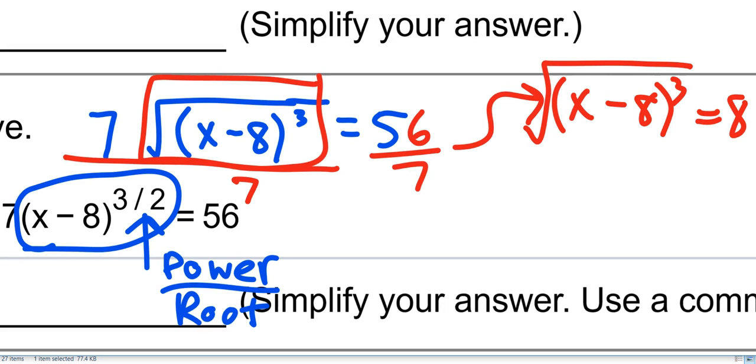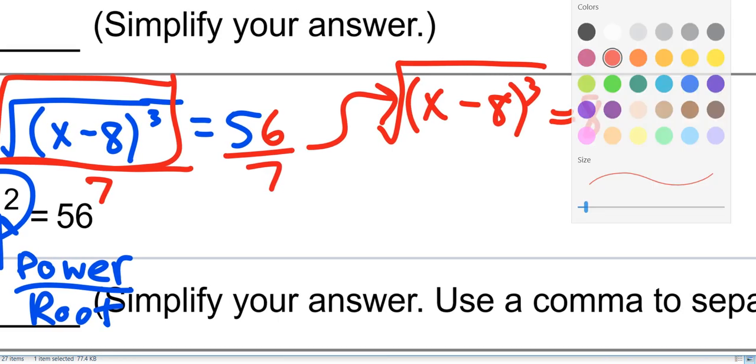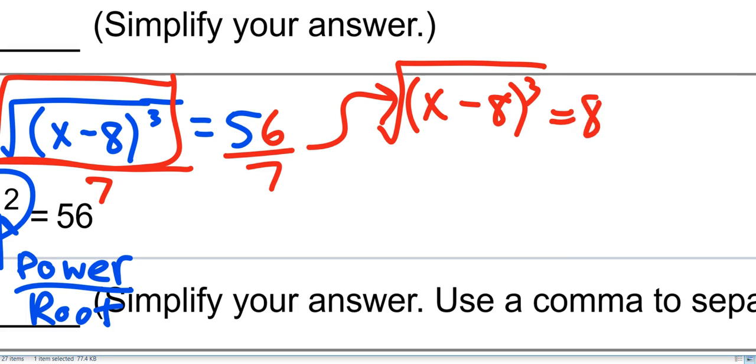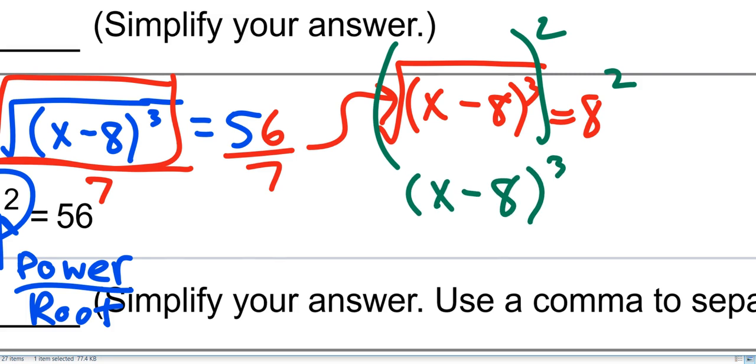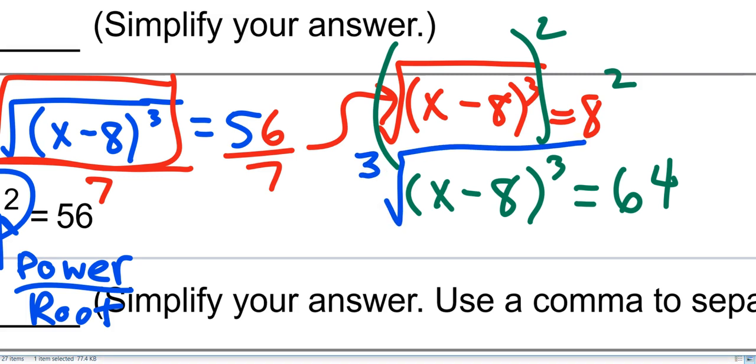All right, now, how do we get rid of the square root? We square both sides, right? Square this side, square the other side. We've got another exponent to worry about, don't we? Yes. Okay, now, how do we get rid of the third power? Nope, good try. Cube root.